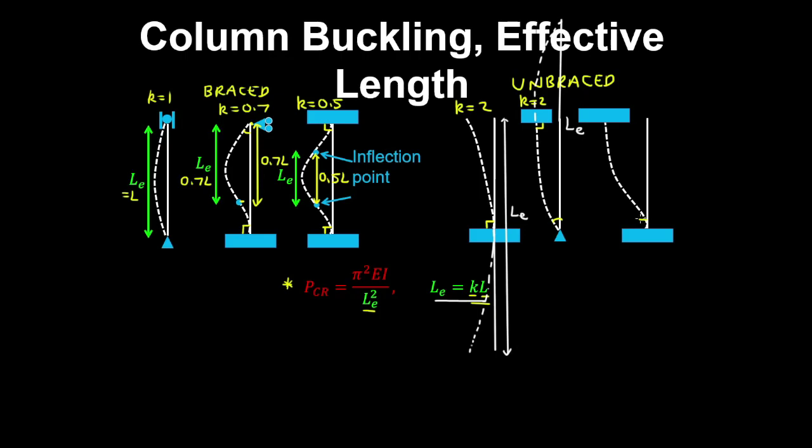And for this case with a fixed support to a rigid support that can displace laterally, k is equal to 1. So you can visualize this as this case if you continue the deflected shape as follows, and you'll have your distance between the inflection points as L.